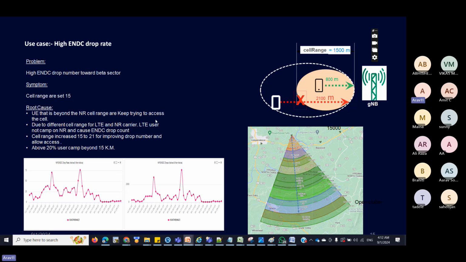So the UE is beyond the NR cell range or keeps trying to access the cell due to different cell ranges for LTE and NR. Suppose that there is a cell range of 15 for LTE and for NR as well 15. But with the NR 15 cell range, it's providing that much coverage, but LTE that much. So we need to increase the cell range of the NR so that your coverage will overlap with each other and there will be no coverage gap. Okay, so the cell range was increased from 50 to 31 to improve the drop number and allow access.